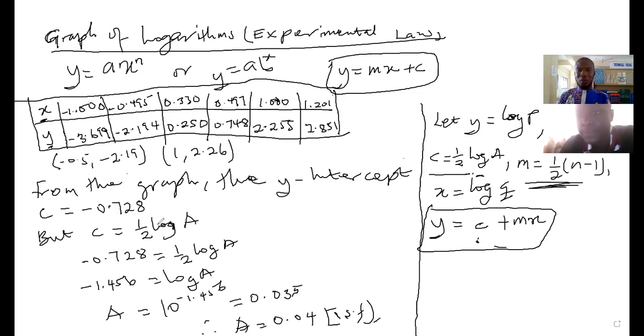So can we go ahead? Yes, we can. All right. So this one says that the table gives the values of two related variables x and y. And let me just quickly sketch the table.